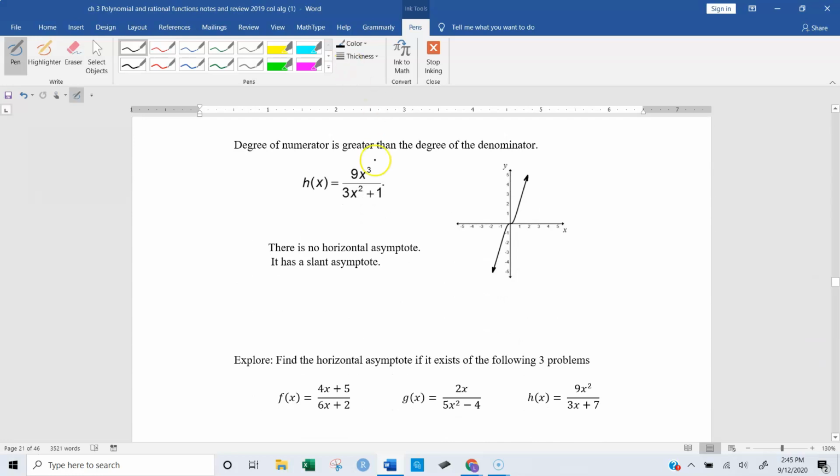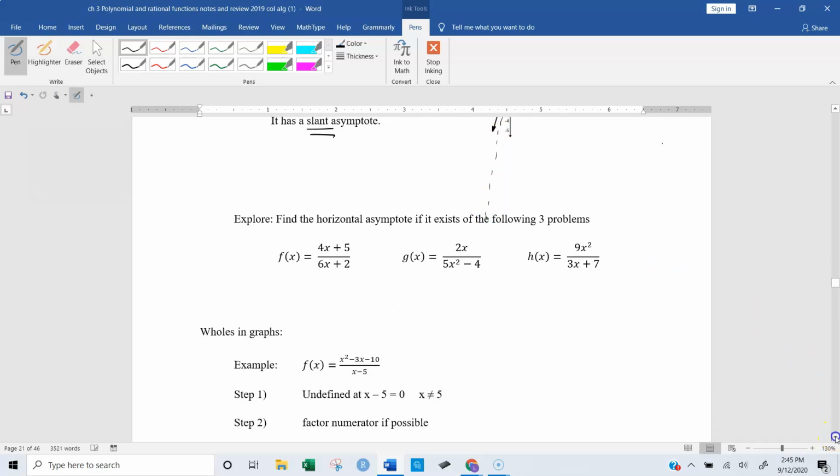Now, if the degree of the numerator is 1 more than the degree of the denominator, so we go to reduce this, we're going to end up with 3x. This is an issue. If you end up with that, you do not have a horizontal asymptote, you have what we call a slant asymptote. Pretty soon we'll show you how to create a line. So there's actually a line that's going through here, like so, that this rational expression is following.